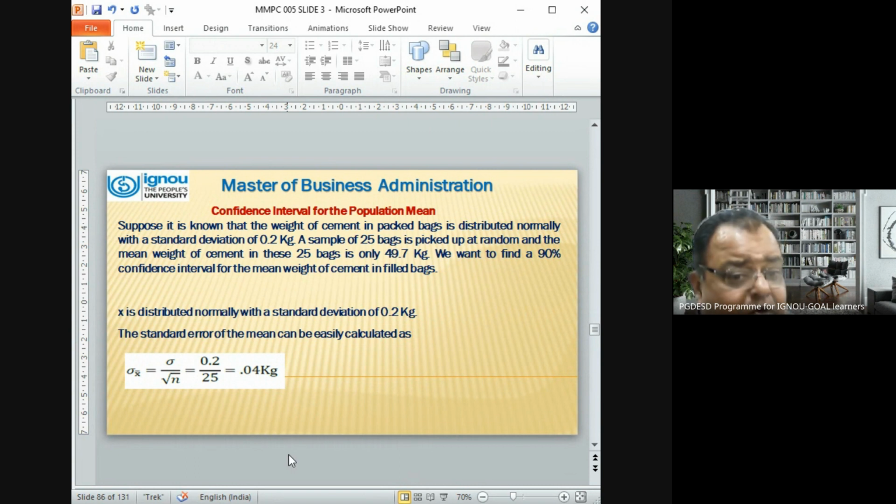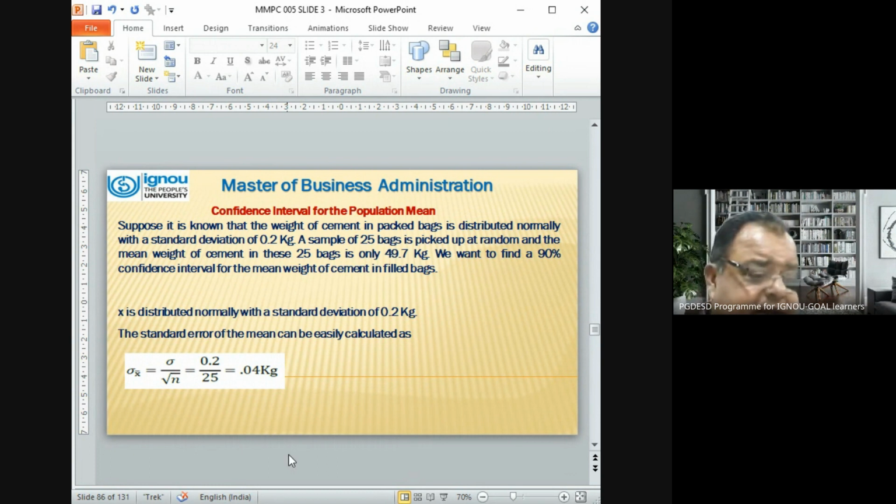is only 49.7 kg. How much does the company claim? 50. Technically, in the 25 random samples you picked, how much did you find? 49.7. We want to find out a 90% confidence interval for the mean weight of the cement in filled bags.